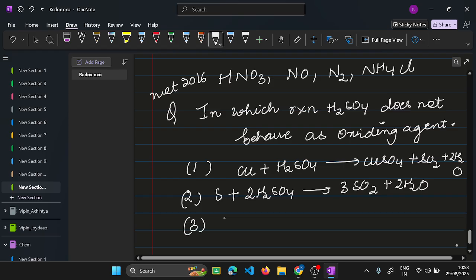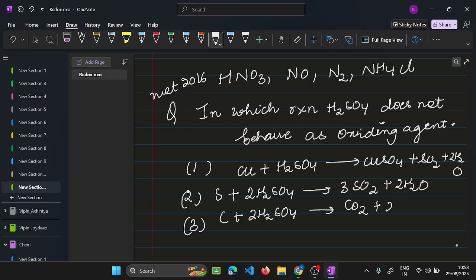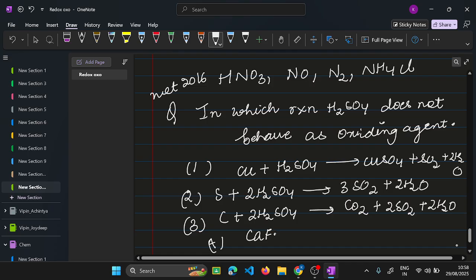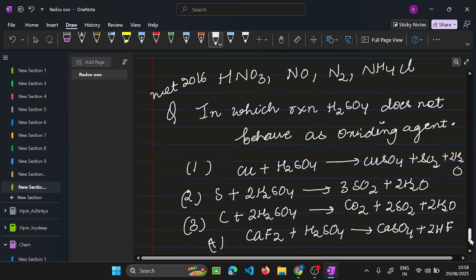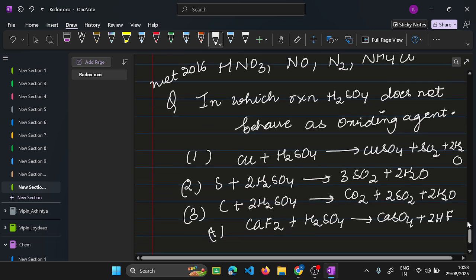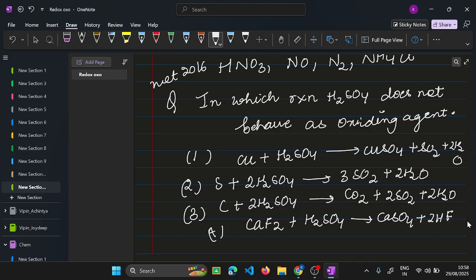Have you solved the previous question? I'm solving it. Okay, solve. Two, three more questions we will cover. Then we will do an overall revision. Notes will be shared, don't worry. Notes will be shared. This question and one more question.